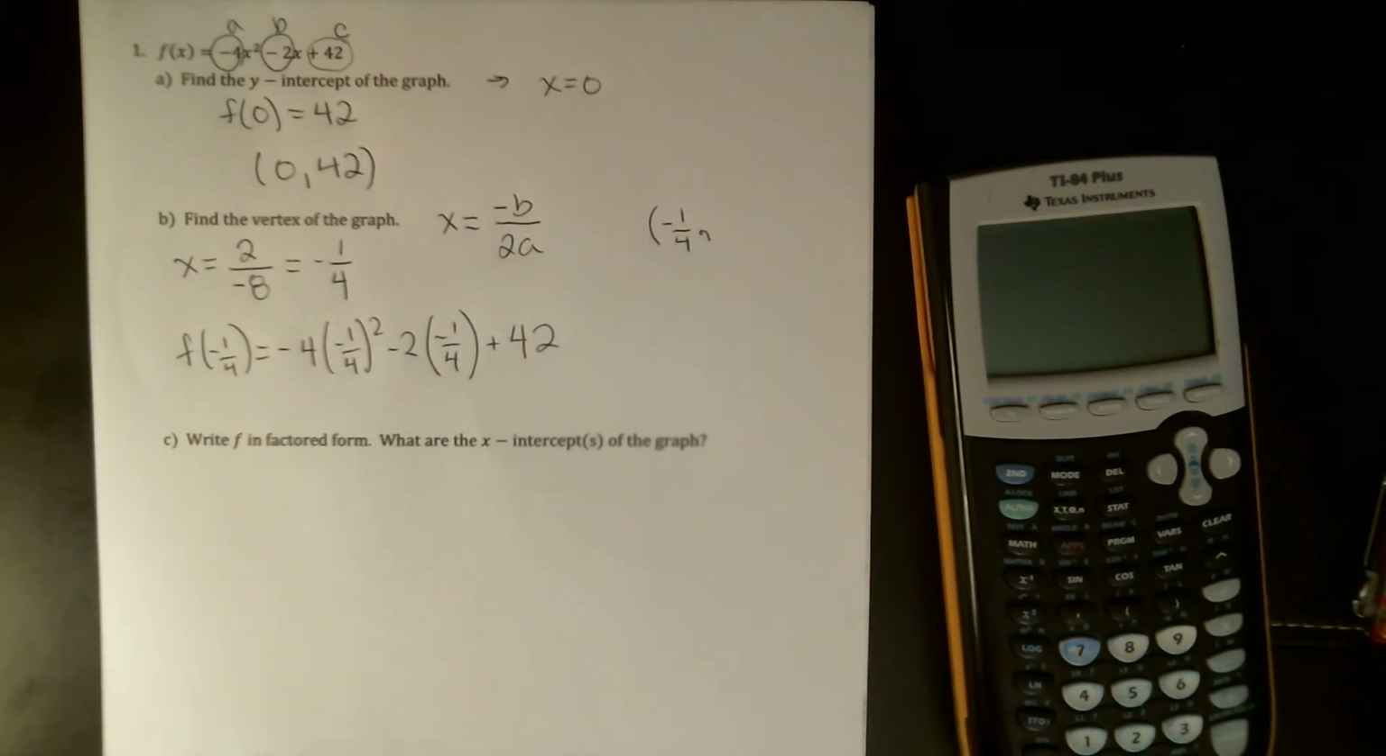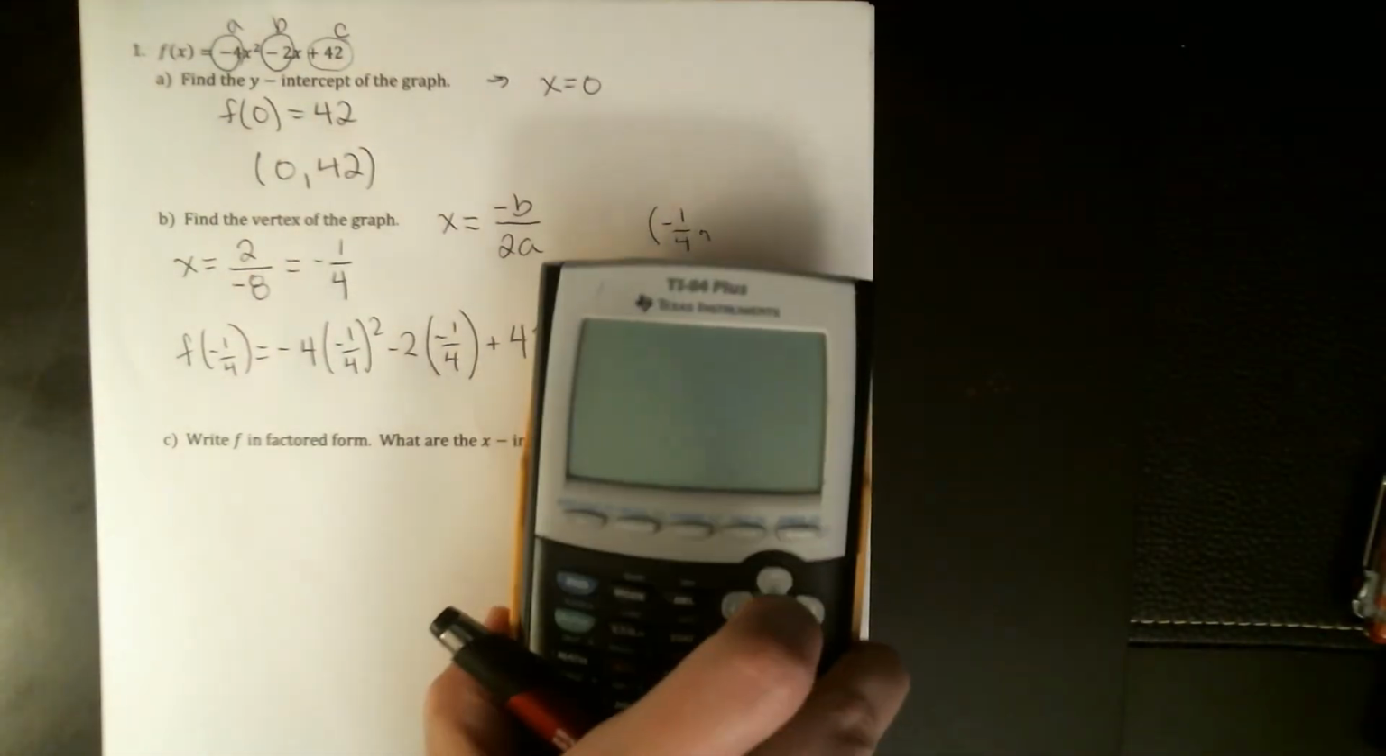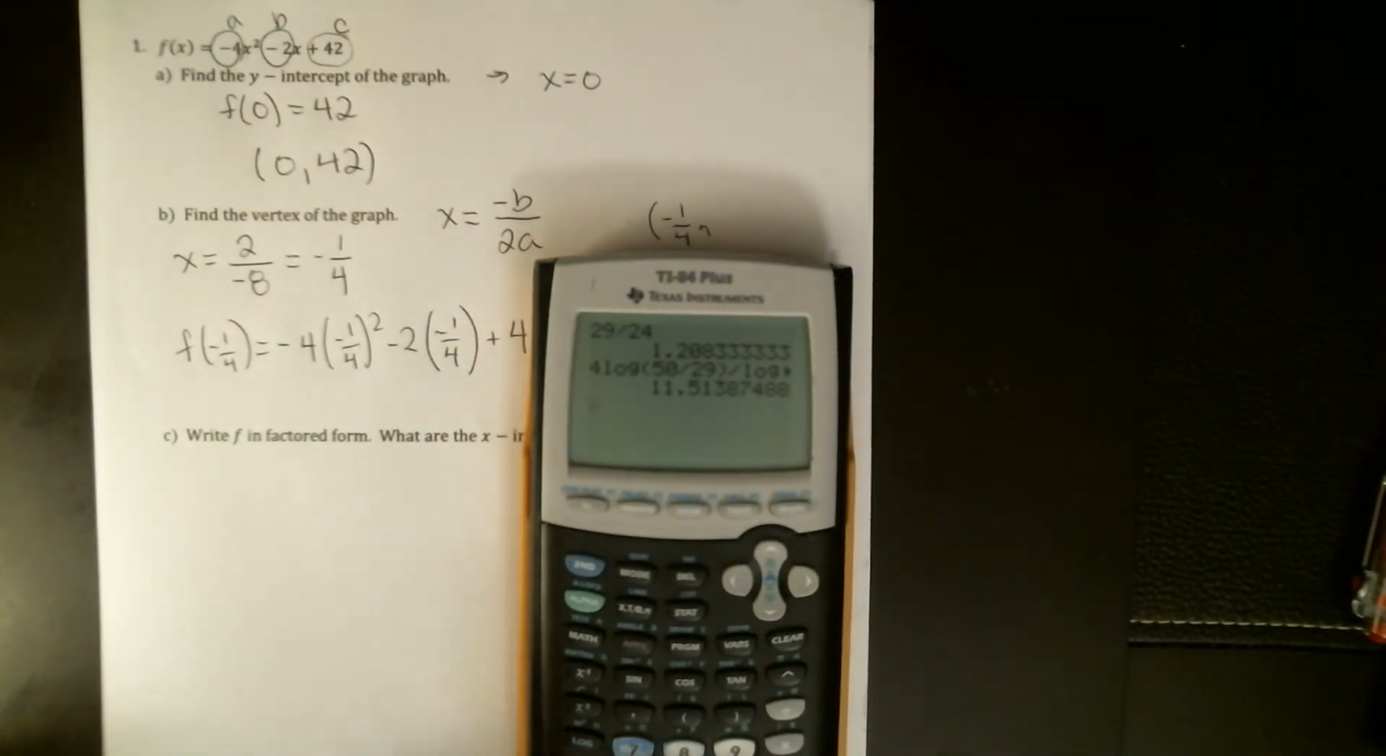And you can check some of this messy arithmetic on your calculator if you'd like to. I think we could plug through that by hand. But I will point out here, because I think we use calculators a little more heavily in this section, how you would do it. Squared minus 2 times negative 1/4 plus 42, 42 even.